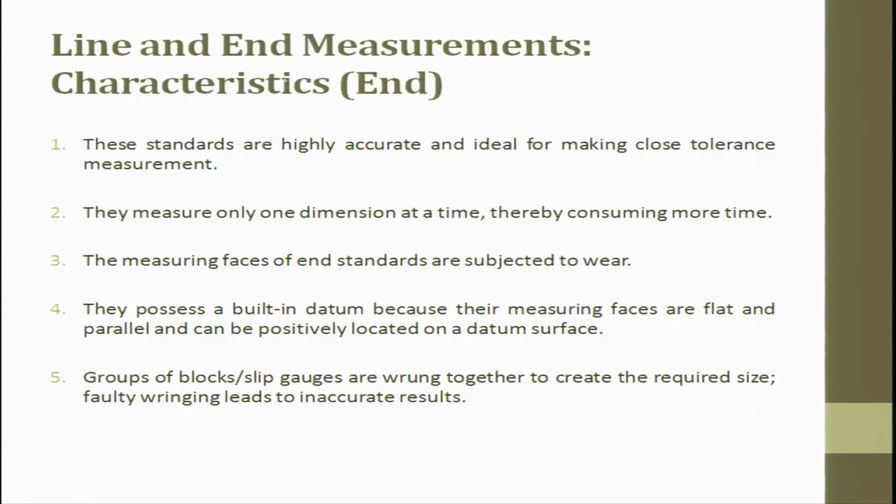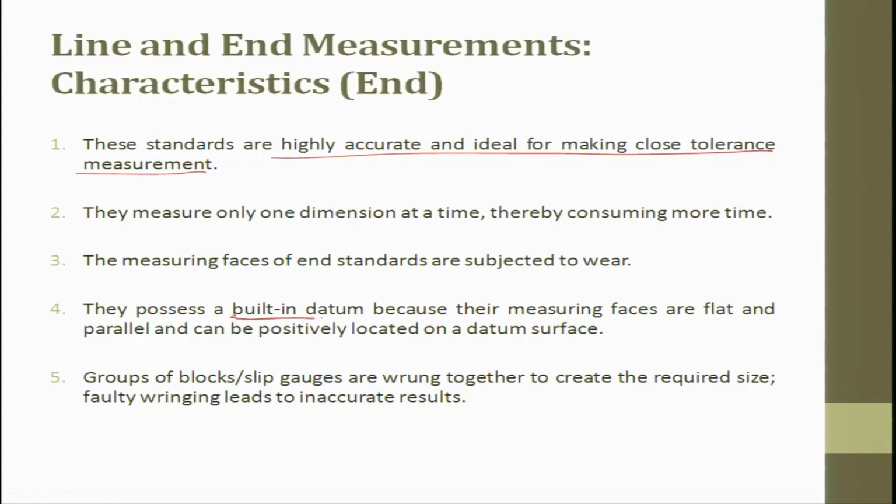So, these are line and these are end measurement characteristics. They are highly accurate and ideal for very close tolerance, because you are trying to encapsulate end to end. So, here you will make sure the alignment, everything is proper. They measure only one dimension at a time. They are more time consuming. So, a tailor always uses a line tape only. He never uses end to end. Measuring faces of the end surface are subjected to wear, which we have already discussed.